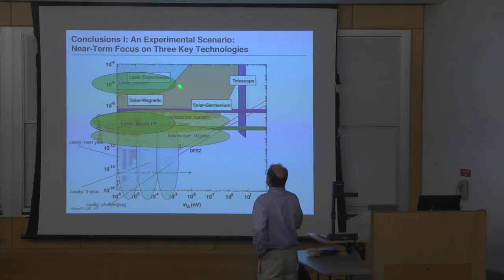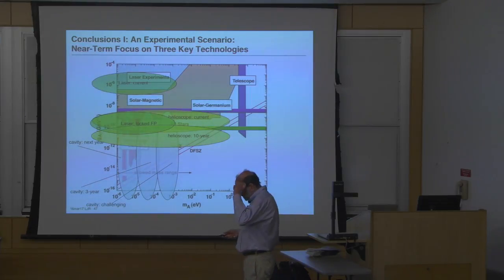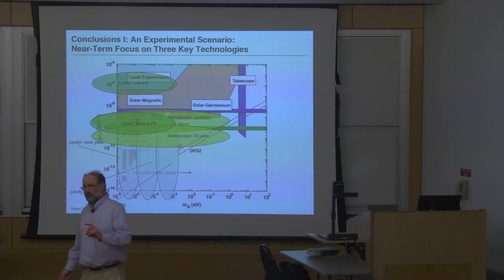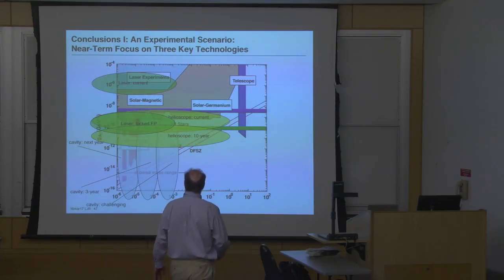Here are the current laser experiments. So these are old ALPS, GAMV, et cetera. Perhaps with locked Fabry-Perots, you'd be in this neighborhood here. I have to tell you that people in this community would argue with me and tell me I should push it down, but I'm not going to. I don't know how to push it down to get you into the realm here of QCD dark matter axions, but they claim there's a way. So if you ever get a talk from them, they will tell you the magic.